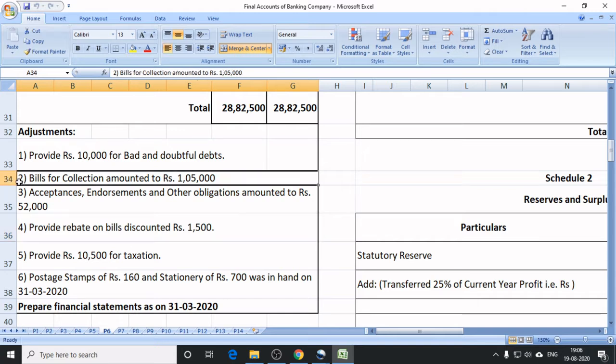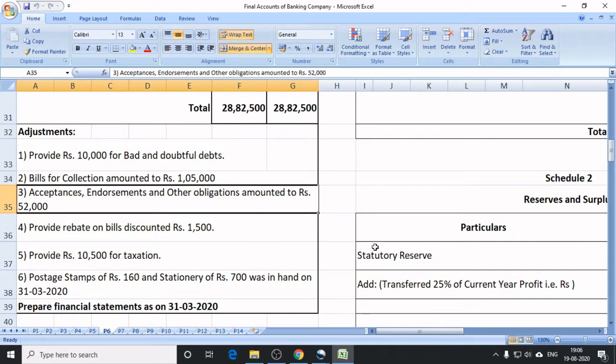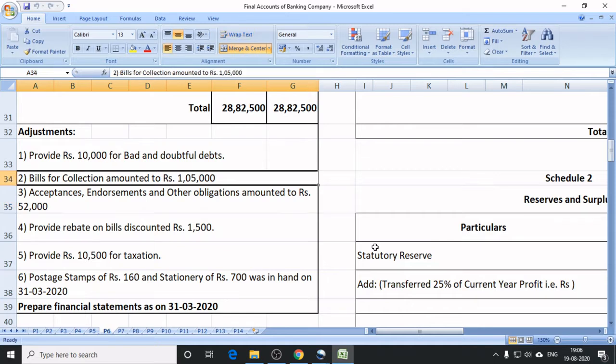Second, there are bills for collection and the value is 1,05,000. Next is acceptances, endorsements, and other obligations. Next, we have to make a provision for rebate on bills discounted. Then provision for taxation. Then we have a closing stock of postage stamps and stationery as on 31st March 2020, and we are told to prepare the financial statements.